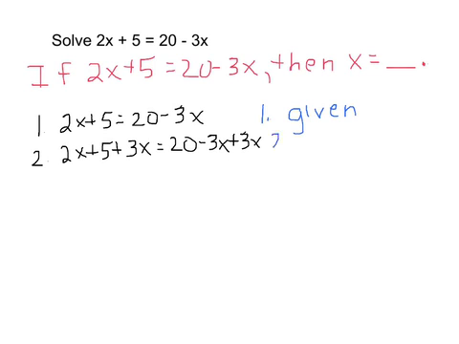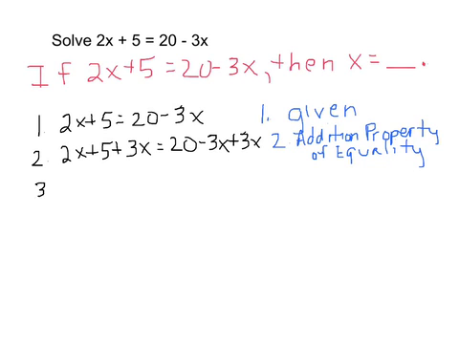Okay? The reason we give for that is the addition property of equality. Okay, we just talked about properties in the last video, and you guys know about the addition property of equality. Okay, so now we know, obviously, we can clean up this equation and make a new equation that reads 5x plus 5 equals 20.